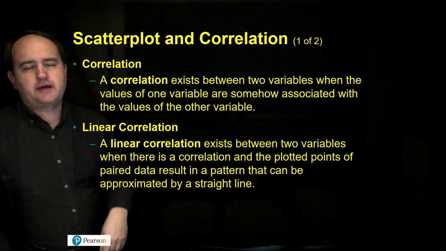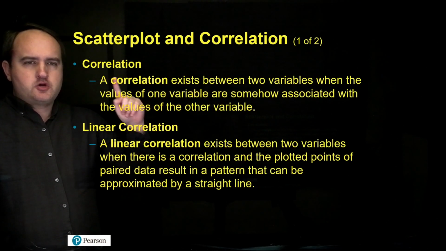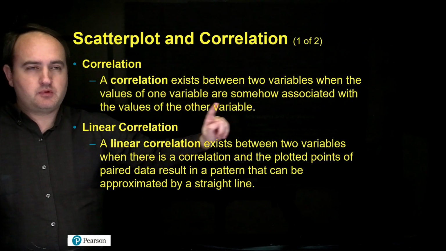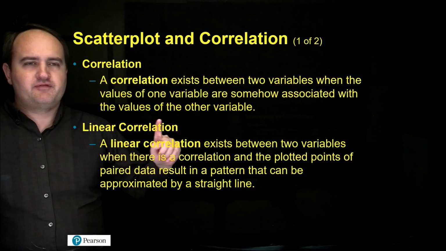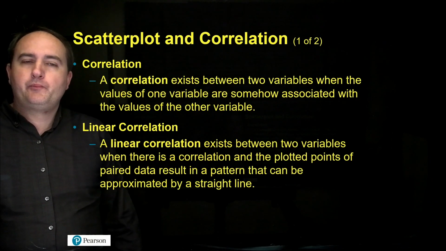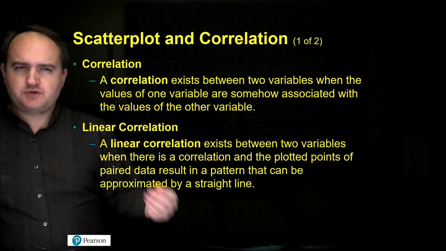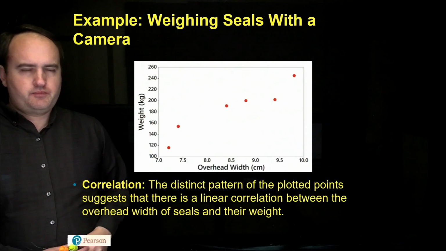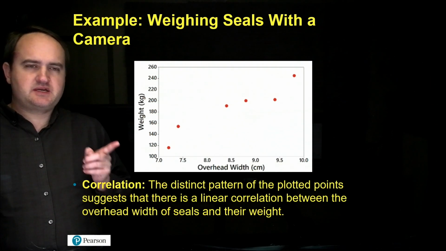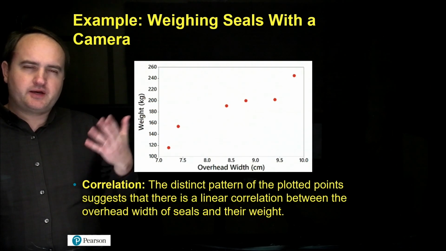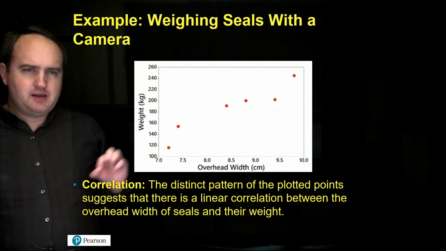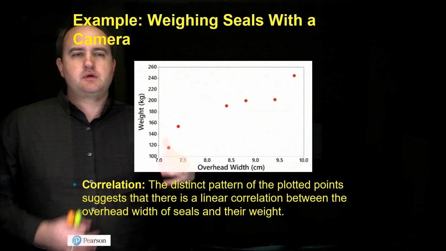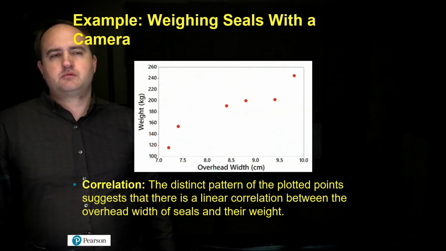Okay, so I keep saying correlation. Correlation exists between two variables when the values of one variable are somehow associated with the values of the other variable. Okay, so let's jump to an actual picture so we can see what's going on here. This right here is an example of a scatter plot. Now, why is it called a scatter plot? Because we have individual points which represent data values, and they're all scattered around the graph.